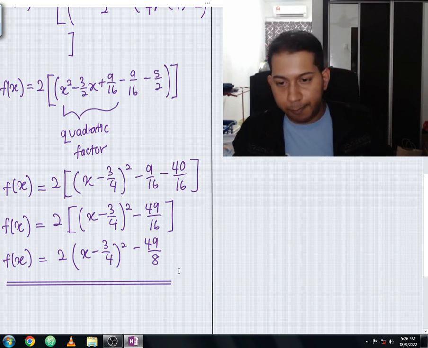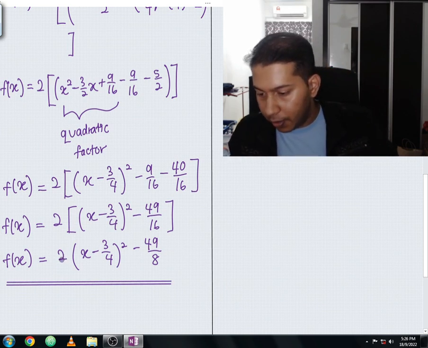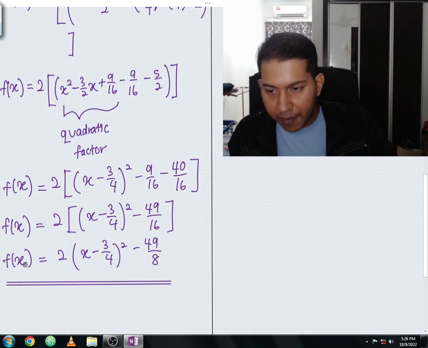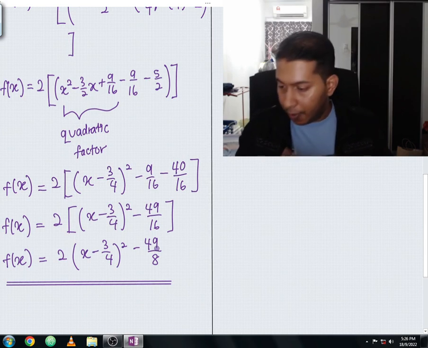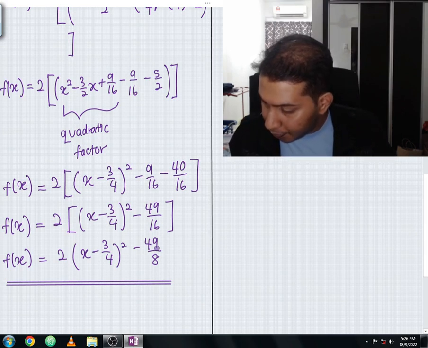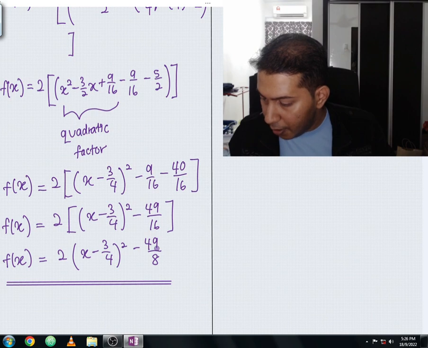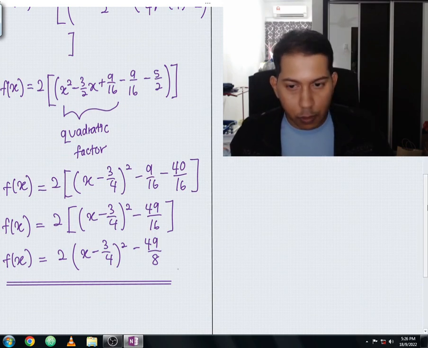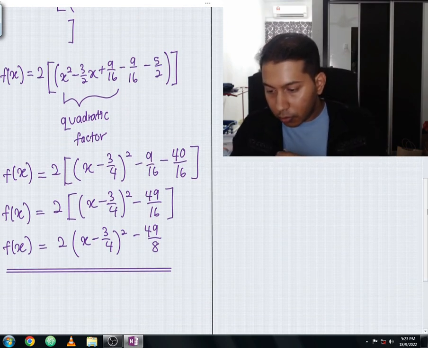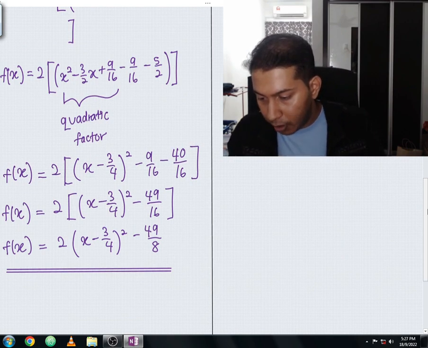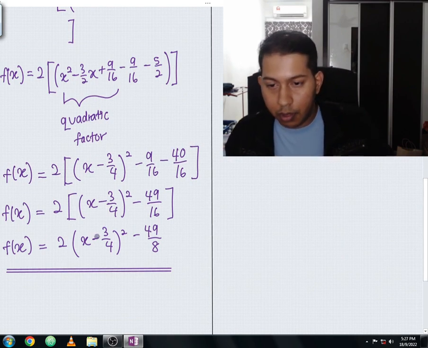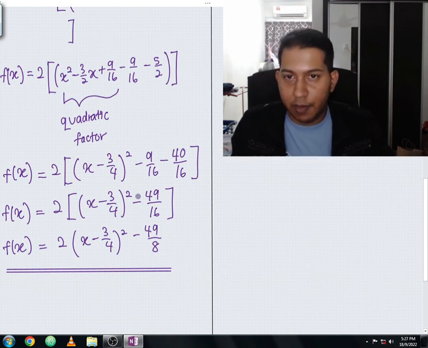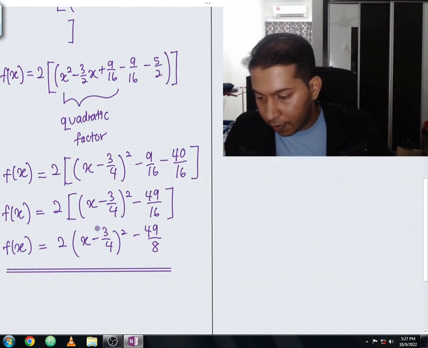So from here we get to know that our f(x) is equal to 2 in the bracket, x minus 3 over 4 squared minus 49 over 8. Remember, the question asks us to mention the maximum or minimum value of the function and the corresponding value of x. So which means they ask us to find the minimum value or maximum value and then the value of x respectively.